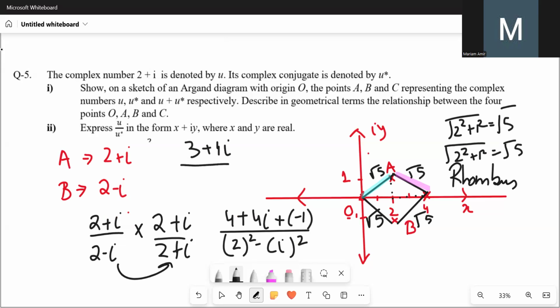And in the denominator, I'm getting 4 minus 1. So that's a 5. So my answer is going to be 3 by 5 plus 4 by 5 iota. You must split the denominator in the end to clearly show a real part and an imaginary part.